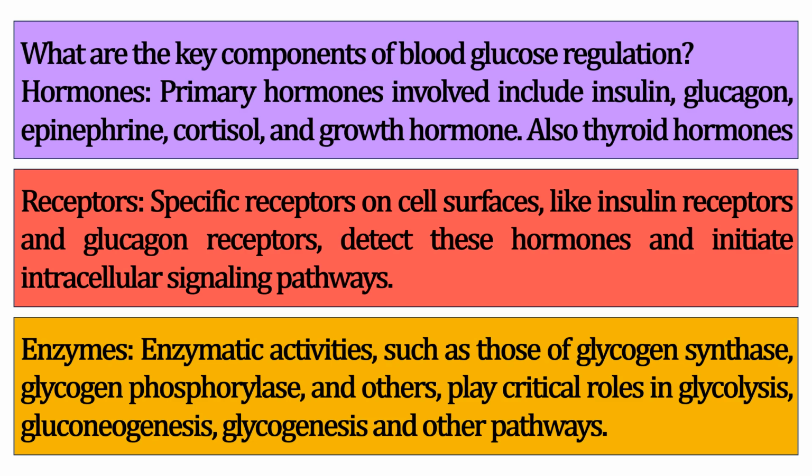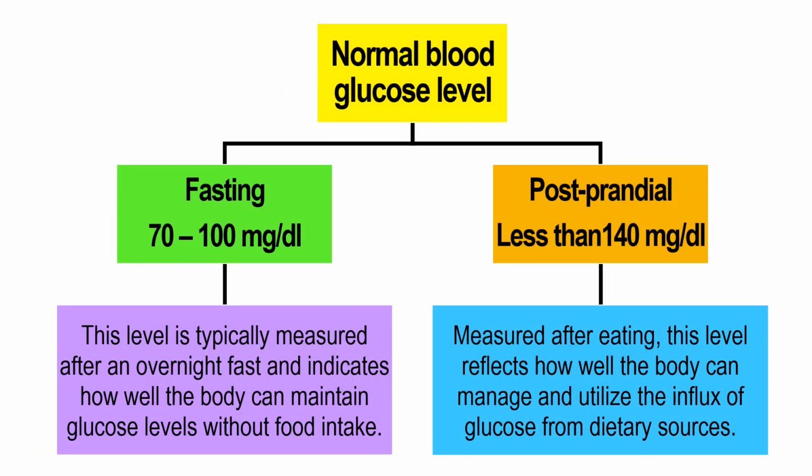and other pathways. Normal blood glucose level in the fasting stage should be within 70 to 100 mg per deciliter. This level is typically measured after an overnight fast and indicates how well the body can maintain glucose levels without food intake. Normal blood glucose level in the postprandial stage should be below 140 mg per deciliter. However, it needs to be remembered that values below 70 mg per deciliter would indicate hypoglycemia, whatever be the state.